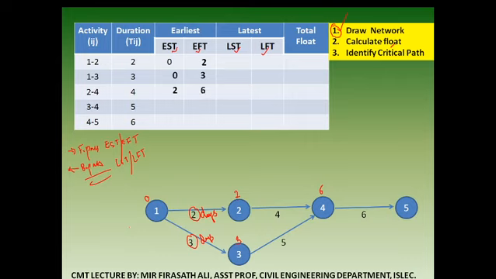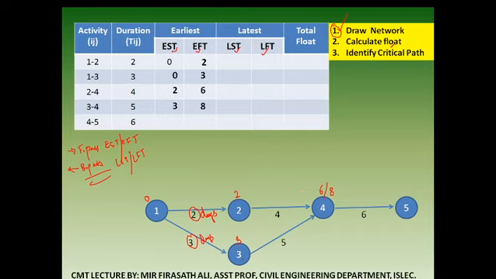Now let us see activity 3 to 4. Look at this activity 3. Earliest start time is how much? 3. Earliest finish time for activity 4 will be how much? 3 plus 5, how much? 8 days. 3 plus 5, 8 days.